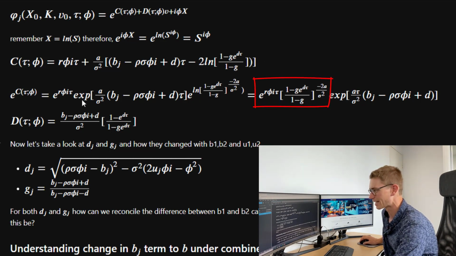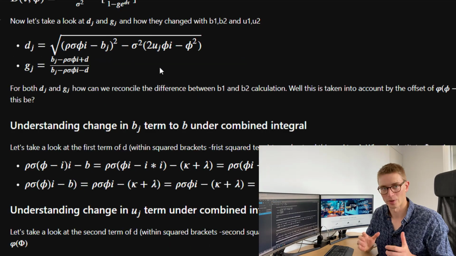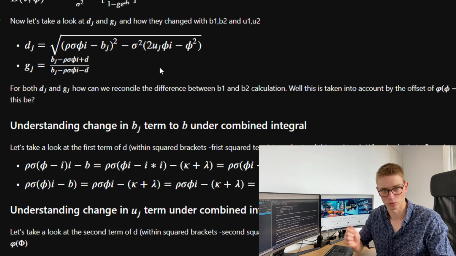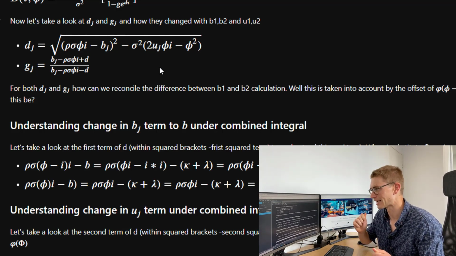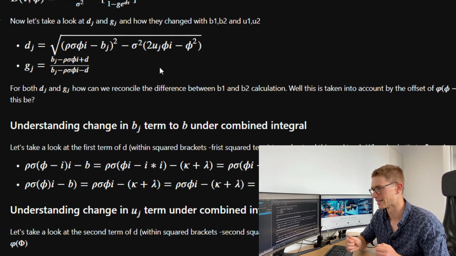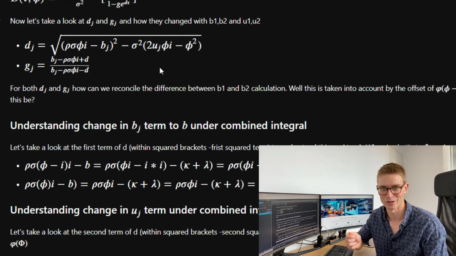So we actually have that exponent 1 that we spoke about, multiplied by this entire term here. And of course what you're left with is the exponent, which was this b_j minus rho sigma phi i plus d tau, multiplied by the alpha tau and sigma. So in all the solutions, when these two integrals are separated into P1 and P2, these Fourier integrals, essentially you've got two solutions for d_j and g_j in terms of B1 and B2 and U1 and U2.